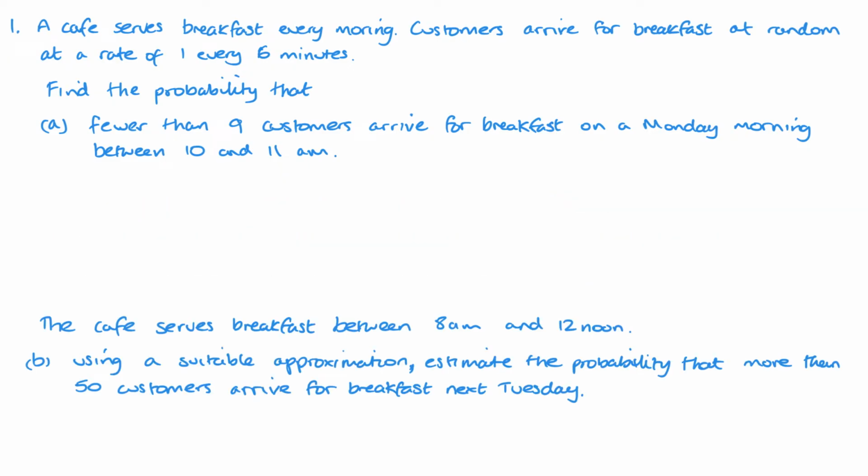So here we can see a cafe serves breakfast every morning. Customers arrive for breakfast at random at a rate. So there we have that word rate. Seeing that, we pretty much confirm that this is Poisson. And we can see the rate is 1 every 6 minutes.